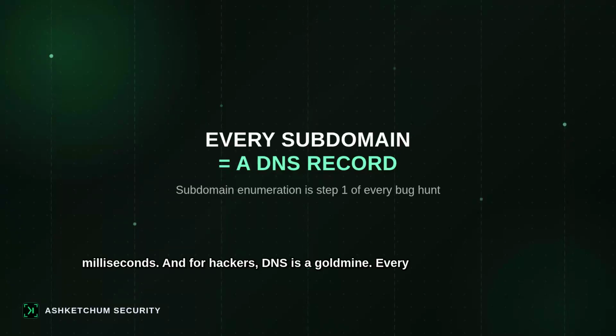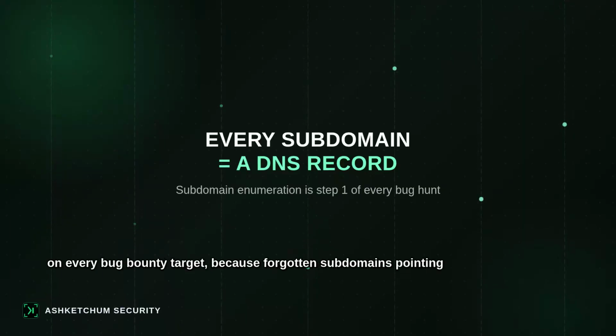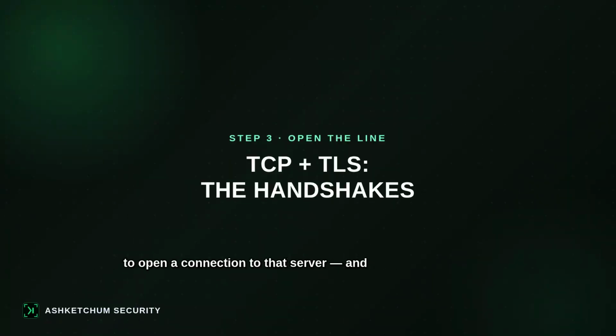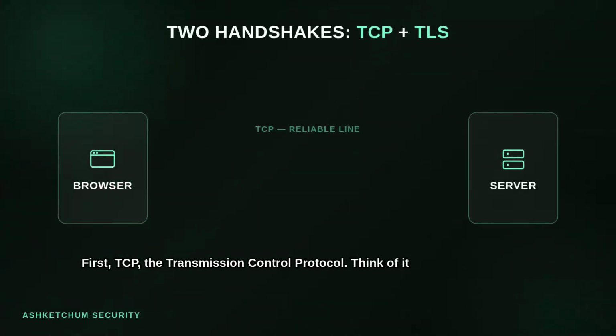And for hackers, DNS is a goldmine. Every subdomain, mail, staging, dev, admin is a DNS record, and mapping them all is called subdomain enumeration. It's one of the first things you'll do on every bug bounty target, because forgotten subdomains pointing at dead servers lead to subdomain takeover. There's a whole episode coming on this. For now, remember, names become numbers, and DNS is how. We have an IP address.